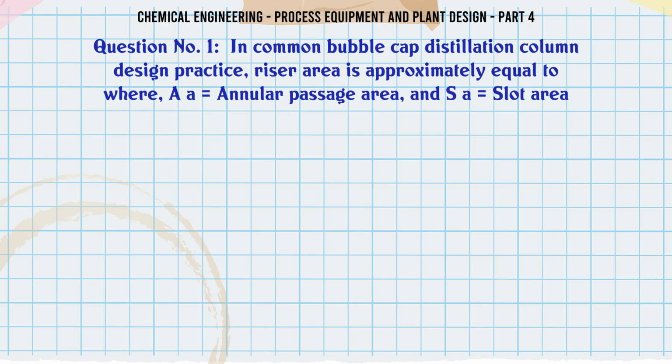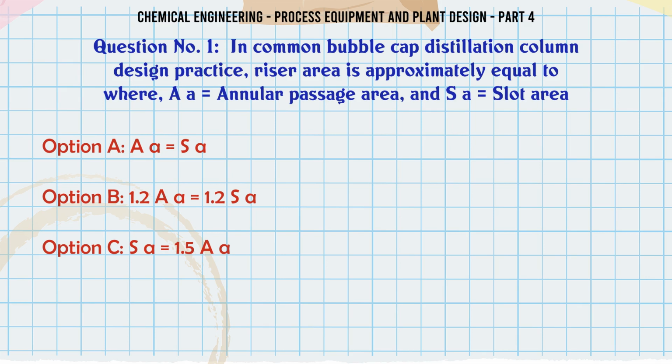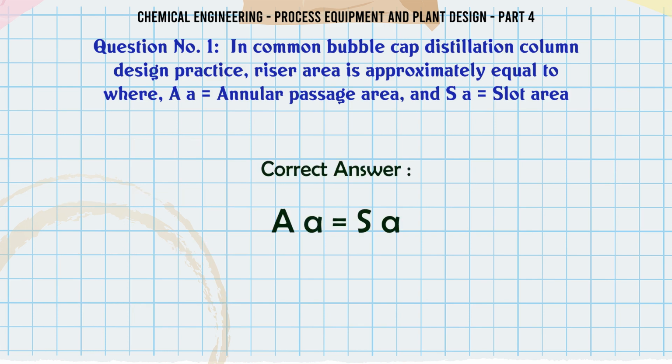In common bubble cap distillation column design practice, riser area is approximately equal to, where A is annular passage area and SA is slot area: A) SA, B) 1.2 SA, C) 1.5 SA, D) 1.5 A. The correct answer is A) SA.